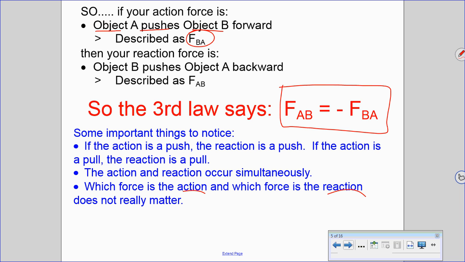Wait, so it doesn't necessarily have to change the way it's described by them? Like, which one is the action and reaction doesn't have to be that way? Is that what you're saying?